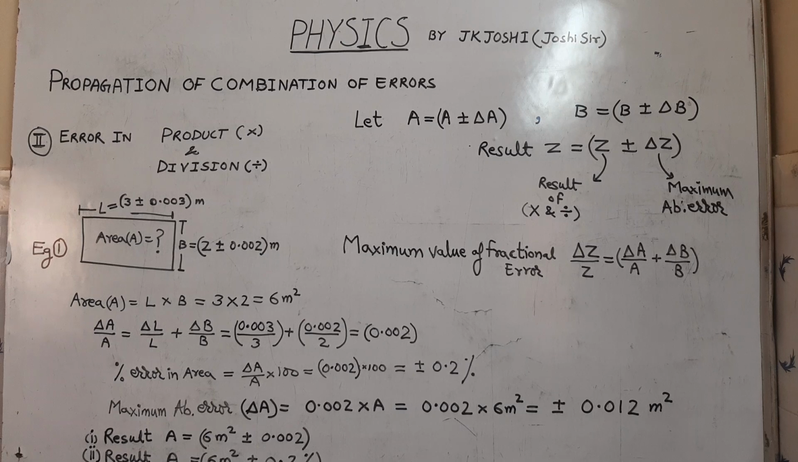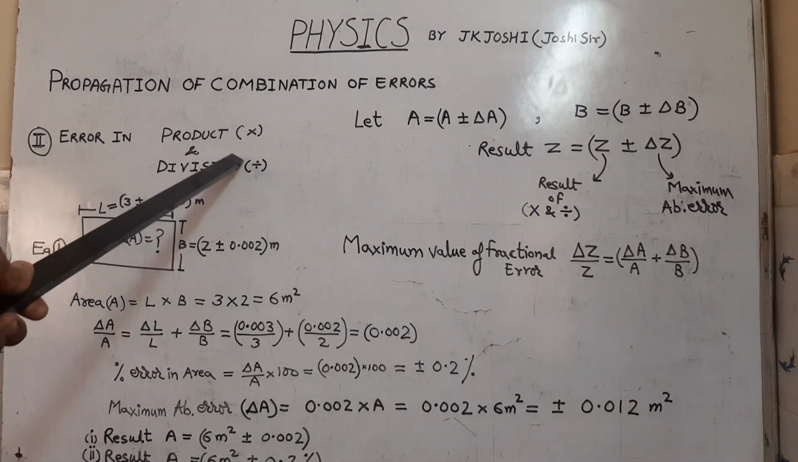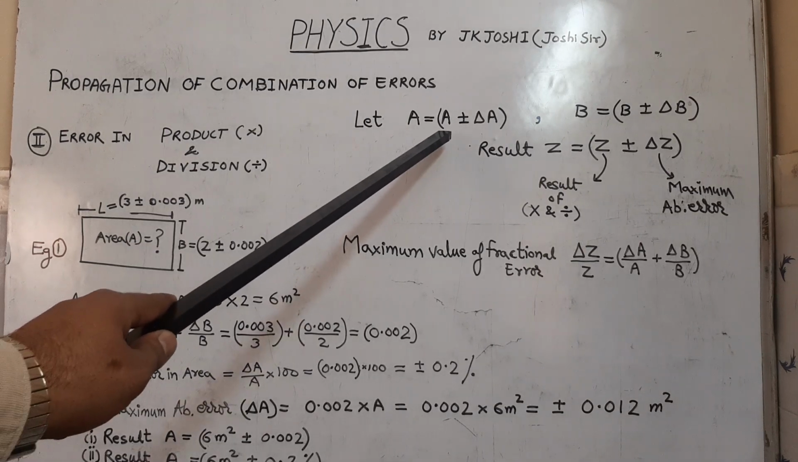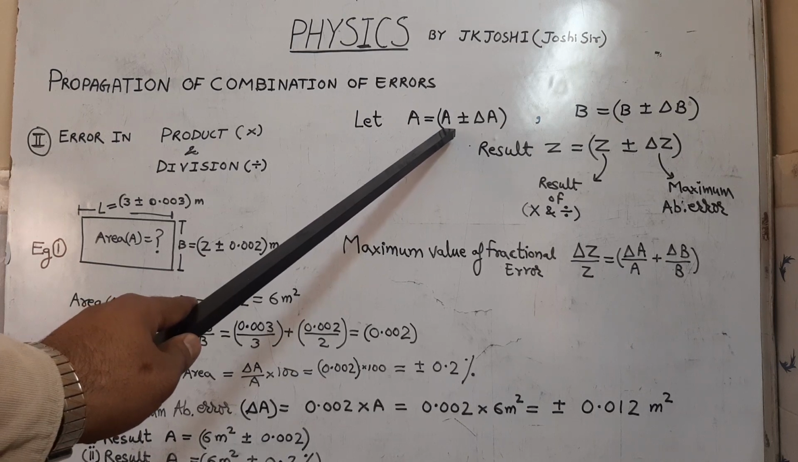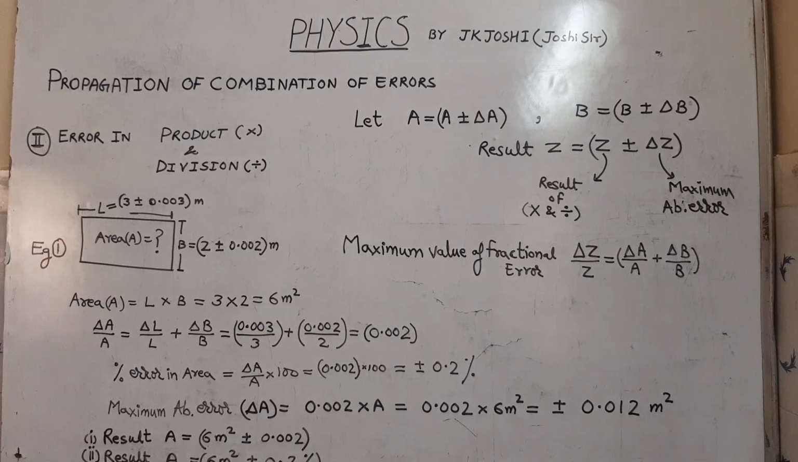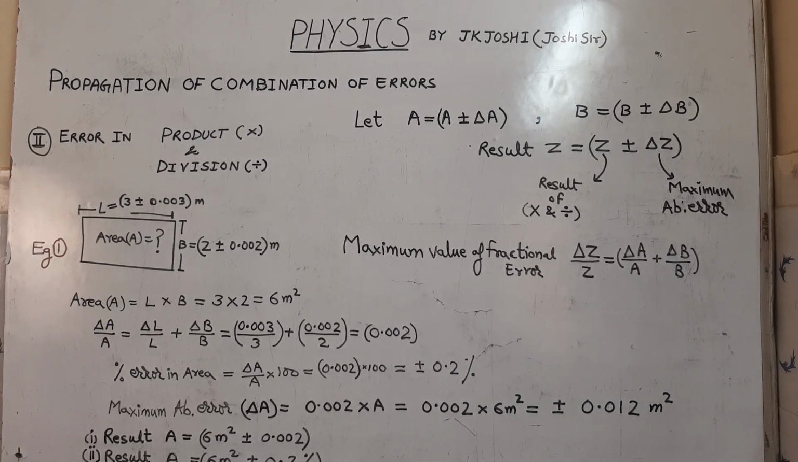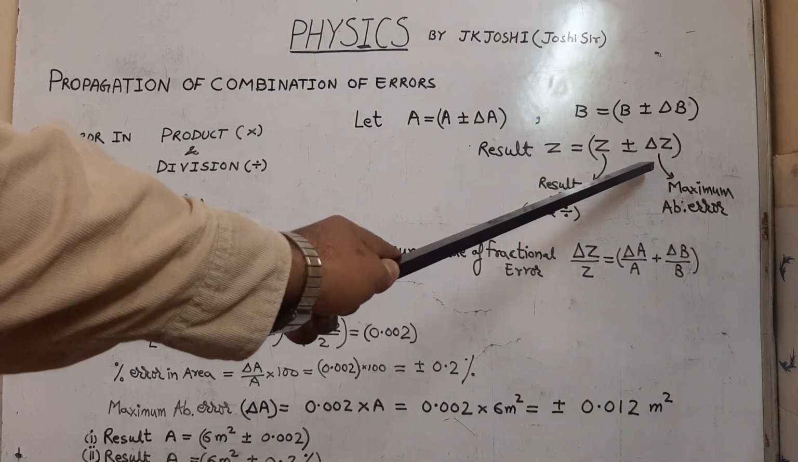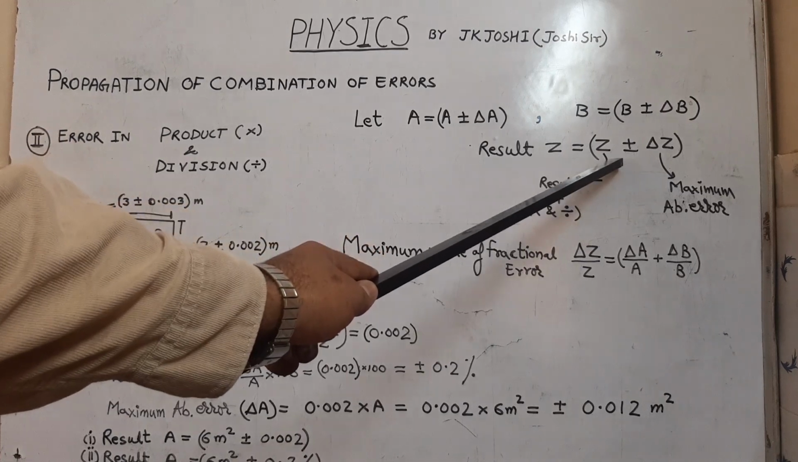Today we start our next heading in propagation of combination of error, that is error in product and division, that is simply multiply and divide. Now we have an example where the value of A is represented by A plus minus delta A and the value of B is B plus minus delta B. The result of their multiplication or division is represented by Z, and the maximum absolute error in Z is represented by delta Z.